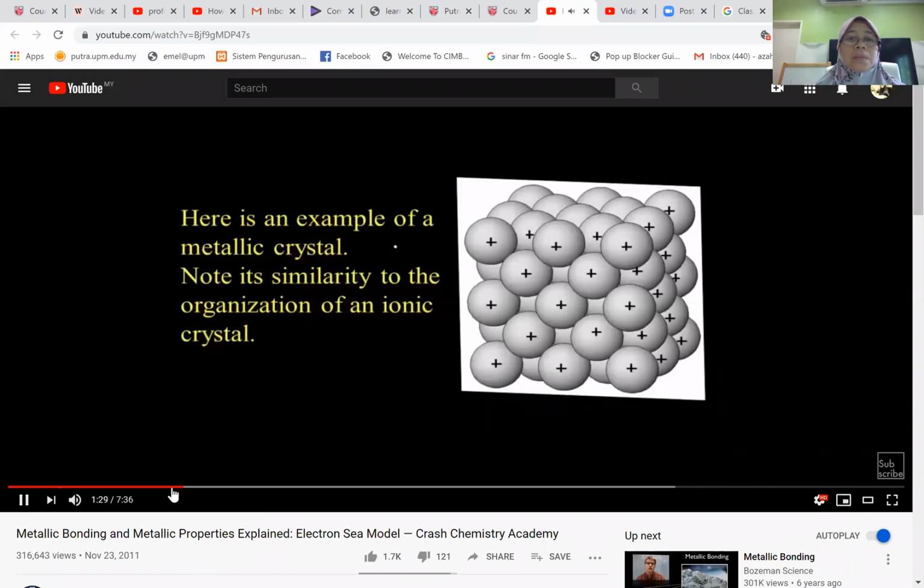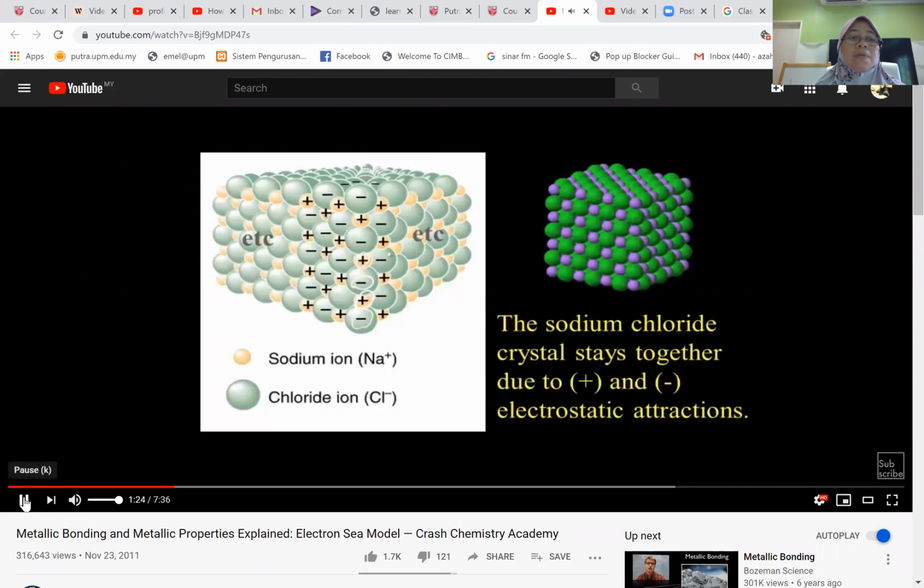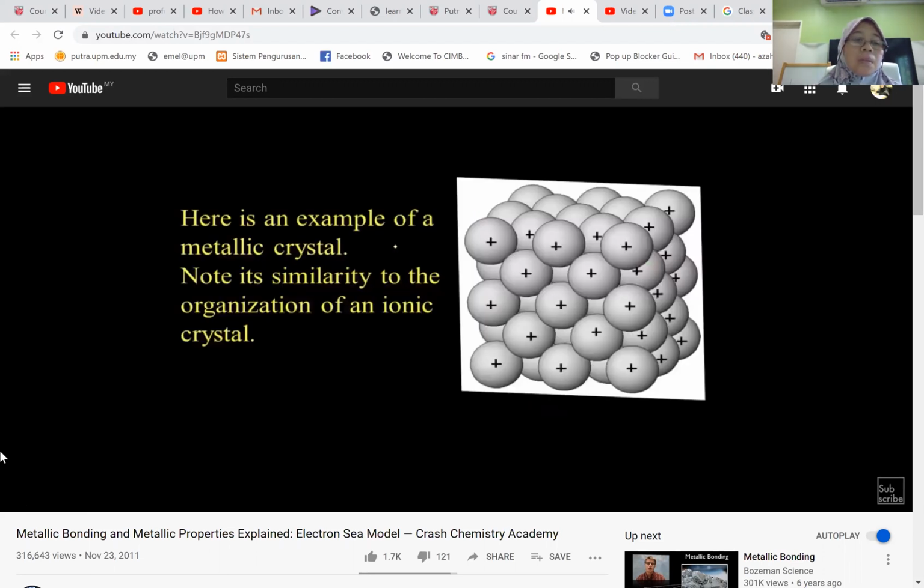A metallic crystal is very similar in organization to an ionic crystal. We understood from the ionic bond chapter that an ionic bond is formed between a positively charged cation and an anion. These rearrange themselves to form a crystal, and the attraction between negative and positive is due to electrostatic attraction. Let's look at the arrangement of atoms in a metallic crystal.